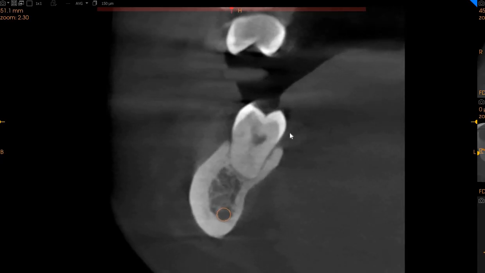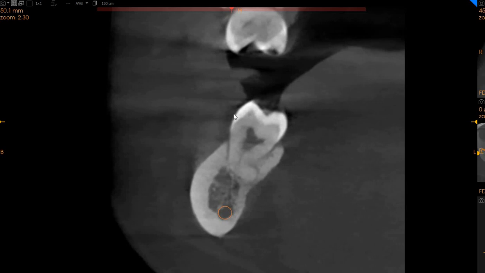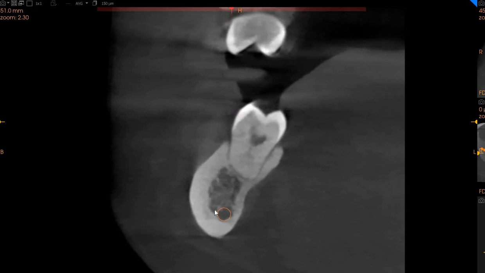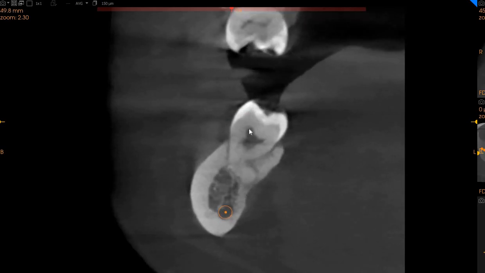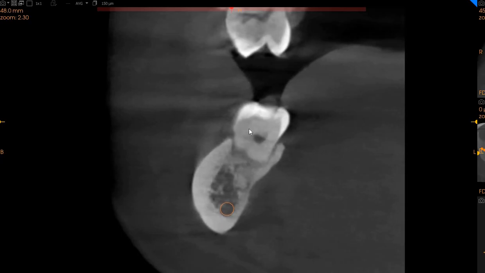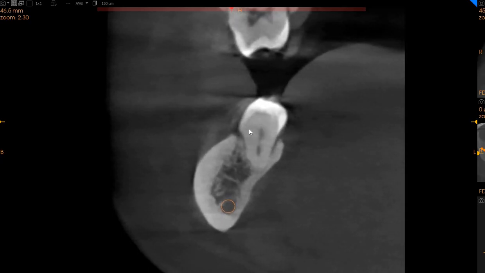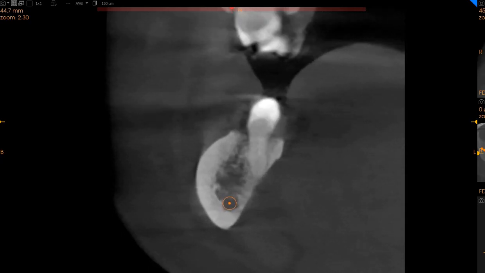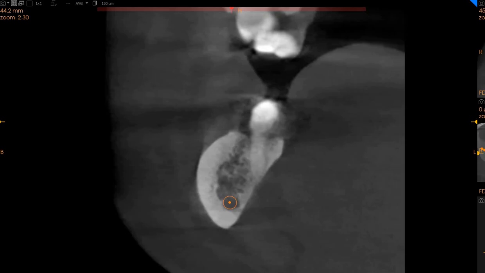This is the lower right 7. Again, we've got a dentinal lesion developing here. So the patient probably has a class 1 cavity, which you can see here, but nothing very significant. Very curved roots, but no periapical radiolucency, no significant problems in the 7.